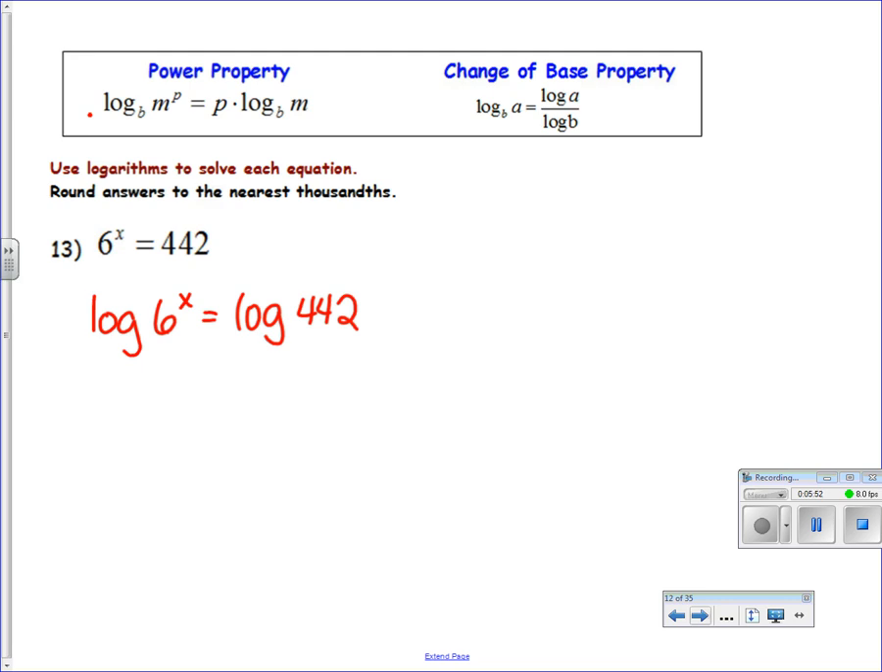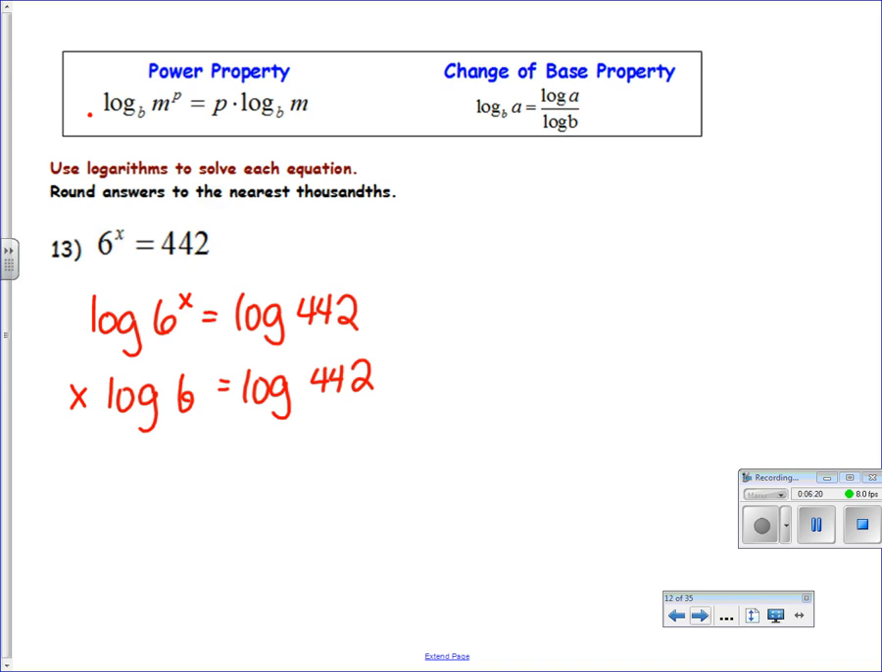Next, you see how the 6 has an exponent? I need to use the power property to take that exponent and put it to the front of that log. So this x will now get shifted to the front. So it'll be x log 6 equals log of 442. So notice it's making the exponent go away and not be an exponent anymore.